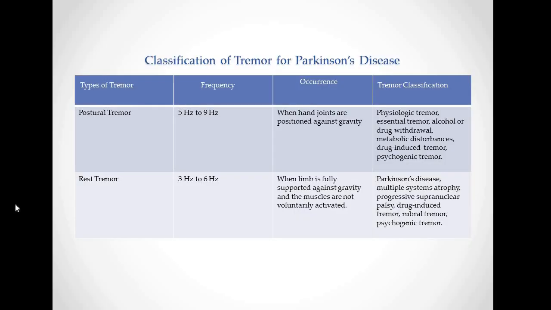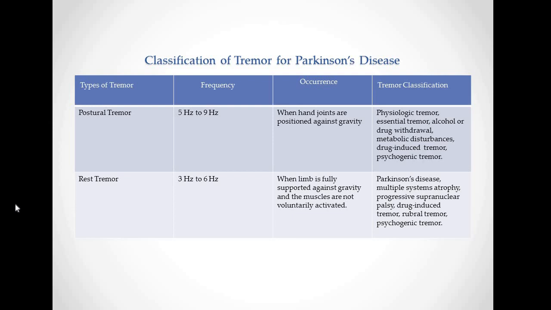So, classification of the tremor for Parkinson disease, you might see 9 different types of tremor, but 2 types of this tremor are for Parkinson disease. One of them is postural tremor and the second is rest tremor. As you see, the frequency of the postural tremor is 5 to 9, and the rest tremor is 3 to 6.